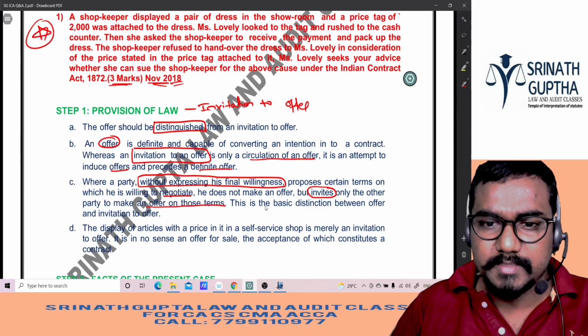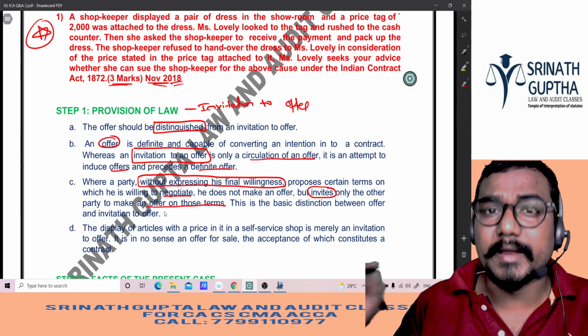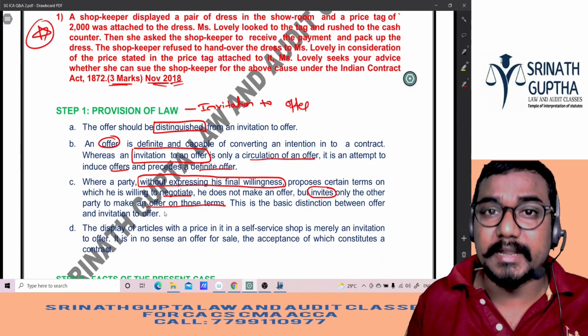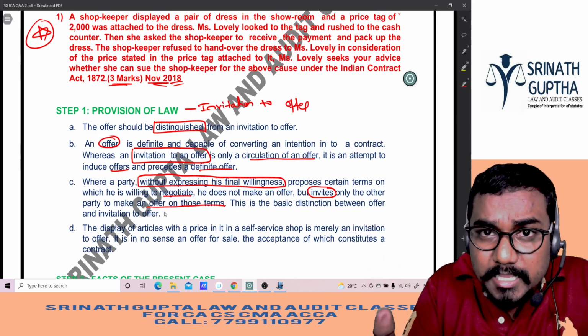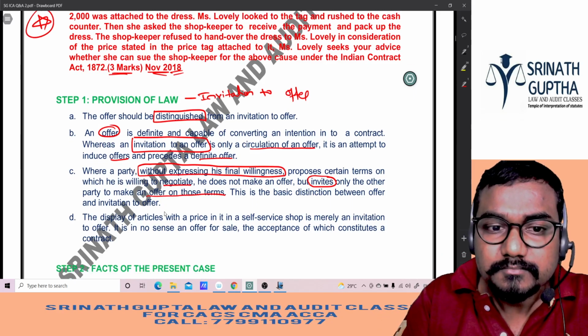So this is the basic difference between the offer and invitation to offer. Offer is final and definite. Invitation to offer is not final. It is not definite. Here my intention is to invite the offer.